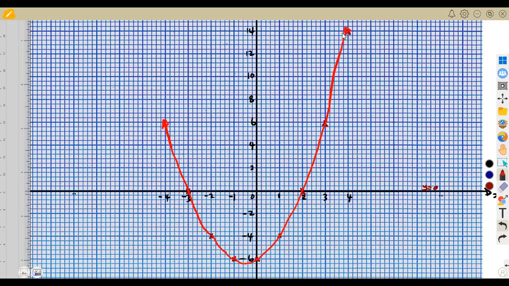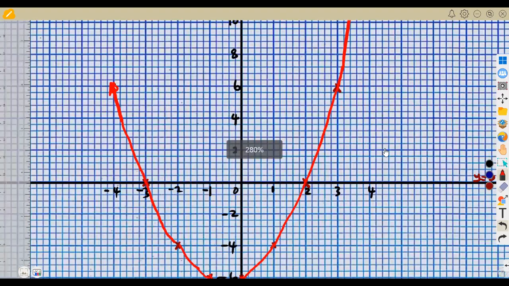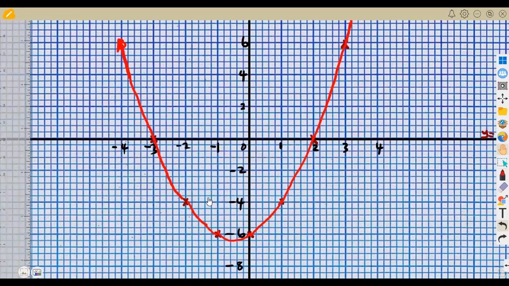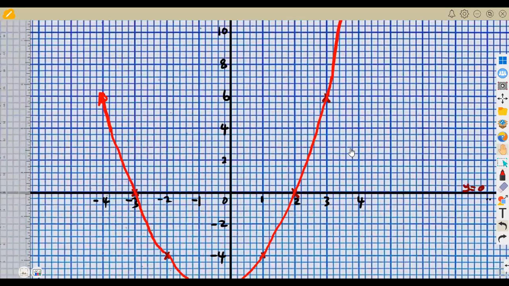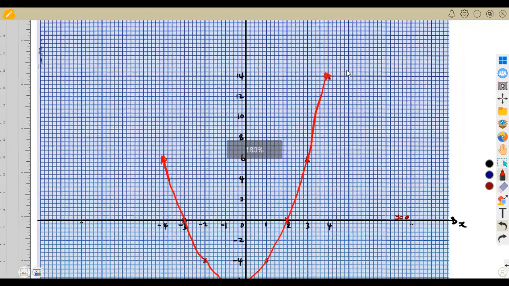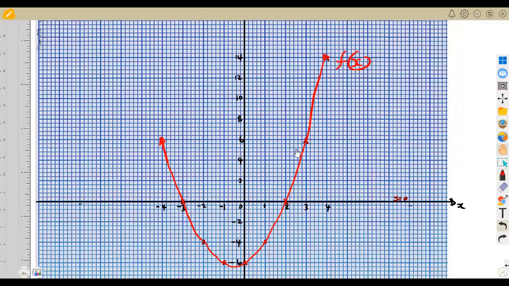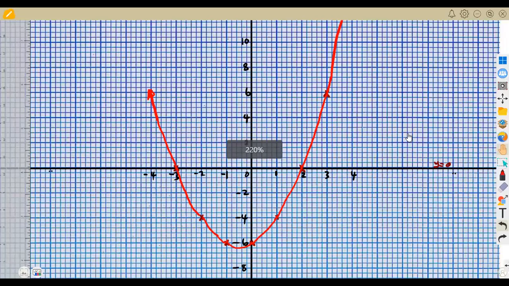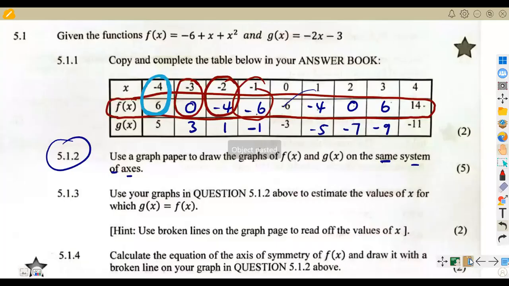You're supposed to have a very, very smooth curve to represent your function f of x, which is a quadratic function. So this is our f of x, all right? So that is our f of x. You do the same thing on your g of x. On g of x, we are also given points, so you're going to consider those points that we're being given.